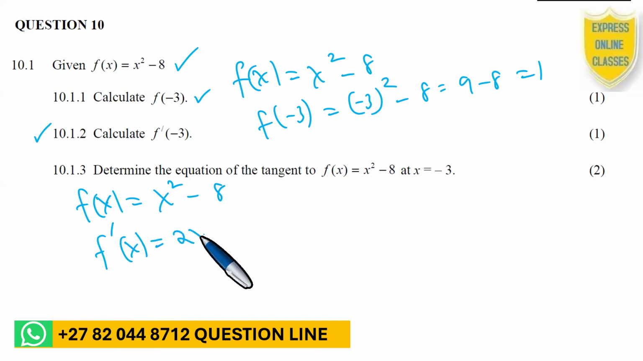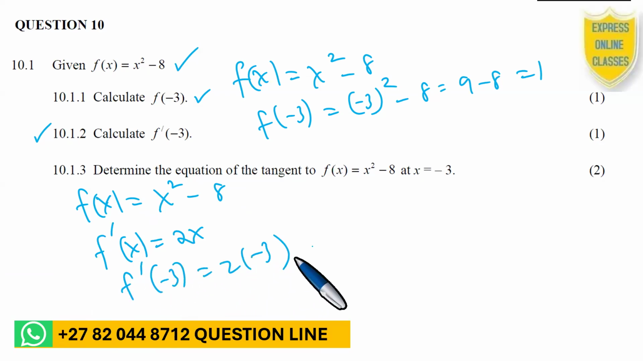Find the derivative, it is 2x. F prime of minus 3 is 2 times minus 3, and it is exactly minus 6 over there. So we have this exactly. Next question. Do 10.3. Determine the equation of the tangent to f of x at minus 3.